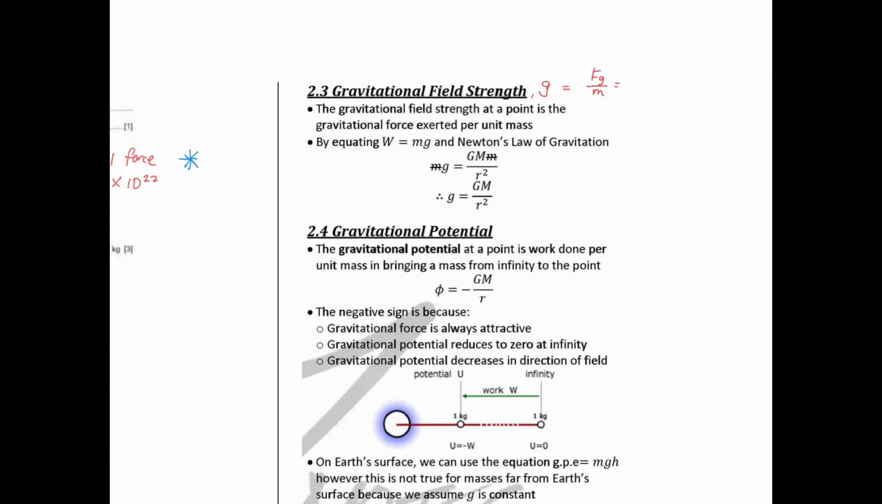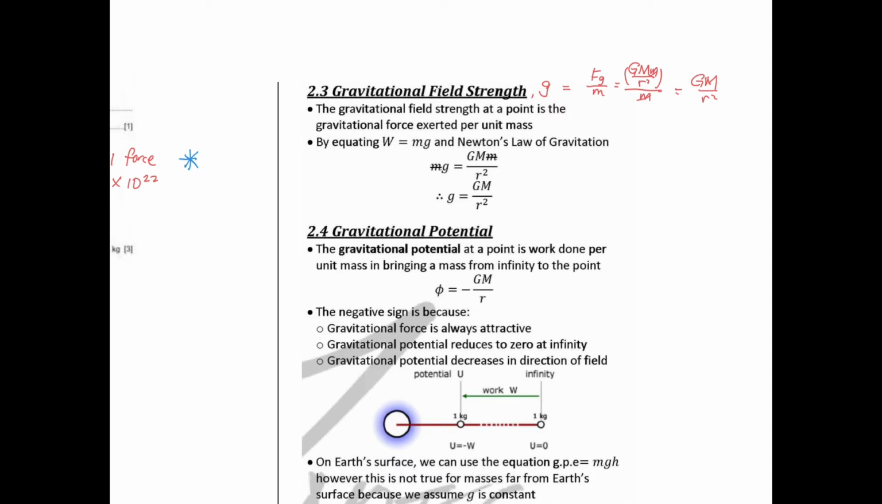So your gravitational force is GMm over r squared. Then you divide by m, right? Then you can cut the m, right? And then you will get GM over r squared. So you will get the gravitational field strength.